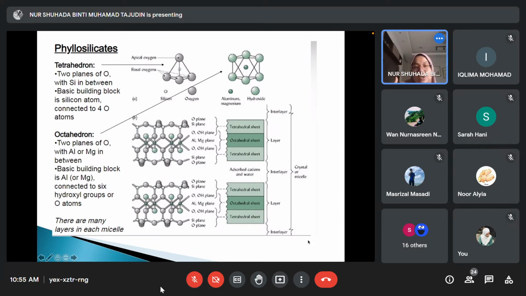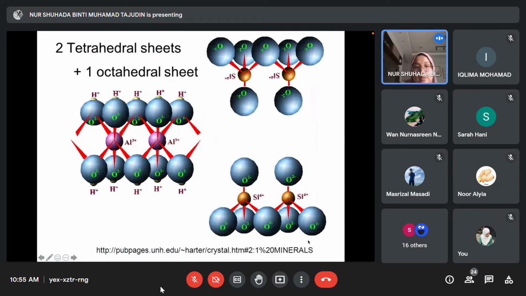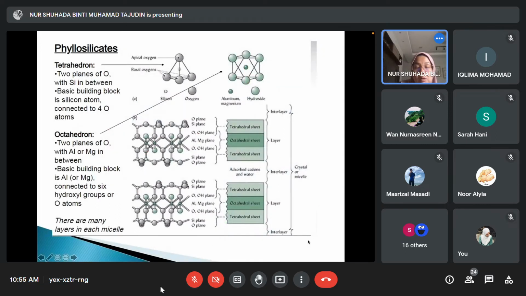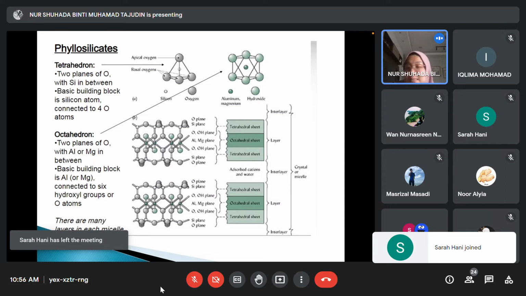I attached a few pictures of it so that you can imagine or illustrate how it looks. Please remember the silicon at the center, with oxygen at the upper part. For the tetrahedral sheet, you will have 4 oxygen. The structure is like this. You cannot change it. Another one is octahedron, meaning that you have aluminium or magnesium at the center, and you have 6 atoms of hydroxide, 6 atoms of oxygen.